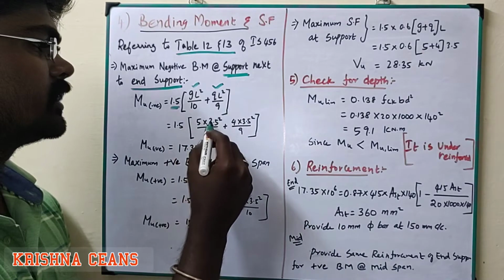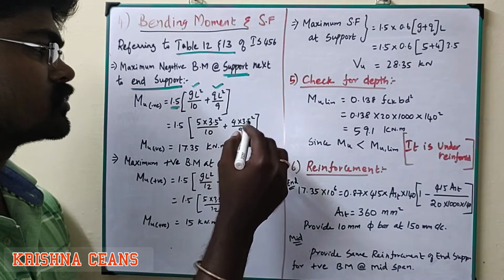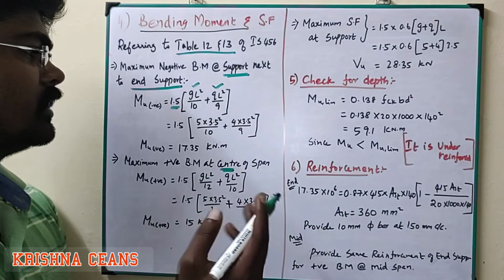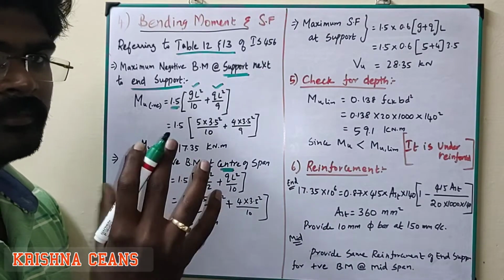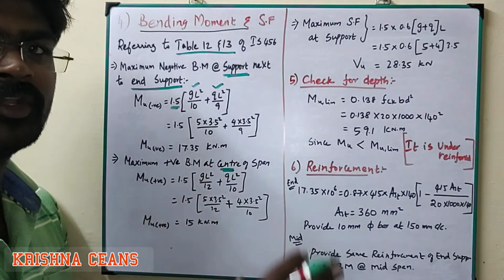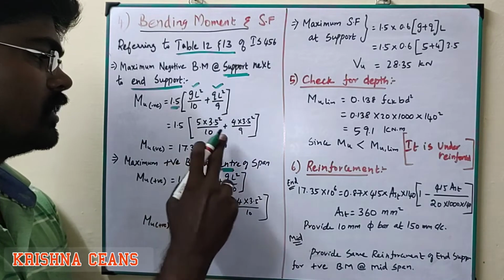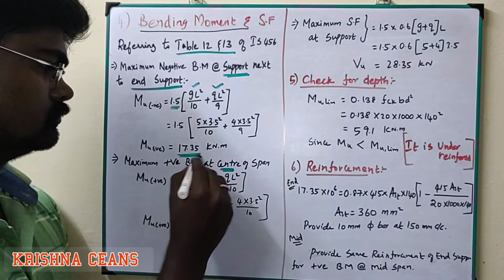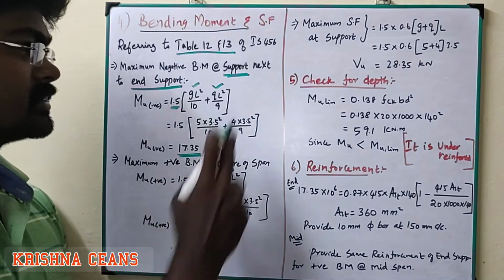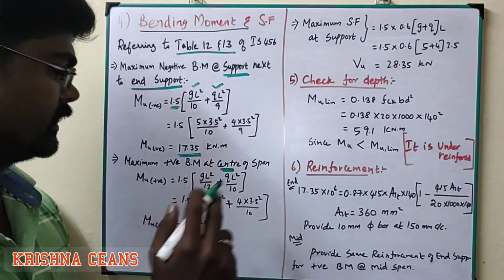So 5 into 3.5, our L is the 3.5 meter span. So 4 into 3.5, WL square by 8, that formula only. But here, as the coefficients are provided, that's why we need to replace it. So QL square by 9. So substitute all the values, we will get the negative bending moment for the support as 17.35 kilonewton meter.